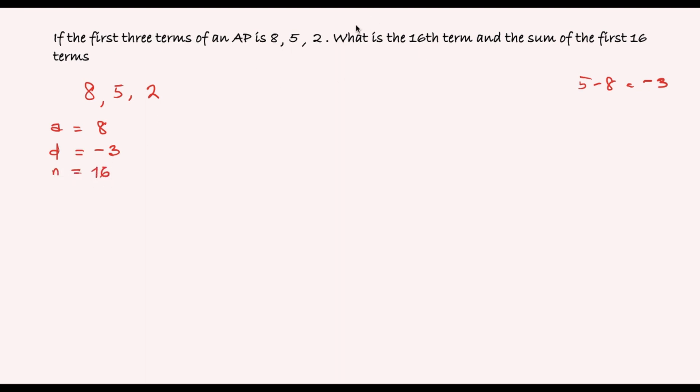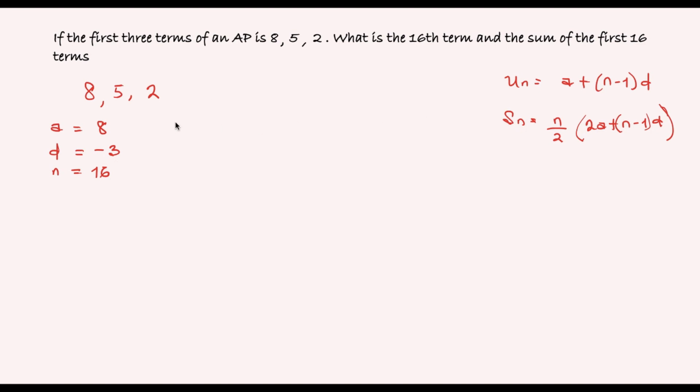Now, let's remind ourselves of our formulas. To find the nth term of an arithmetic progression, un is equal to a plus (n minus 1)d. And to find the series of an arithmetic progression, if we do not know the last term, we have Sn is equal to n divided by 2 into (2a plus (n minus 1)d).